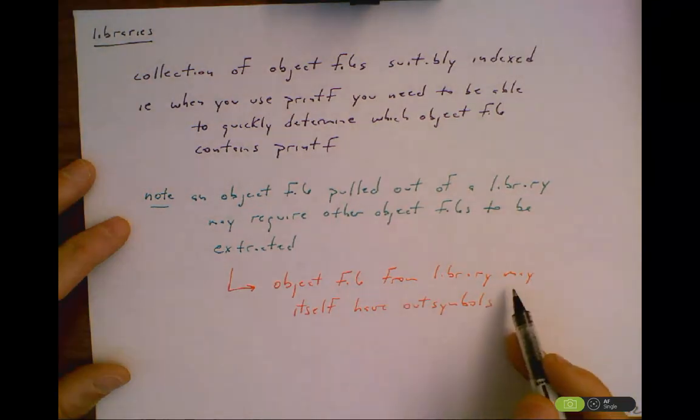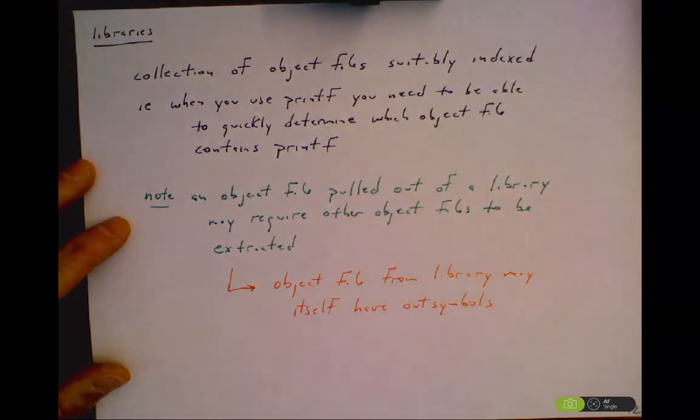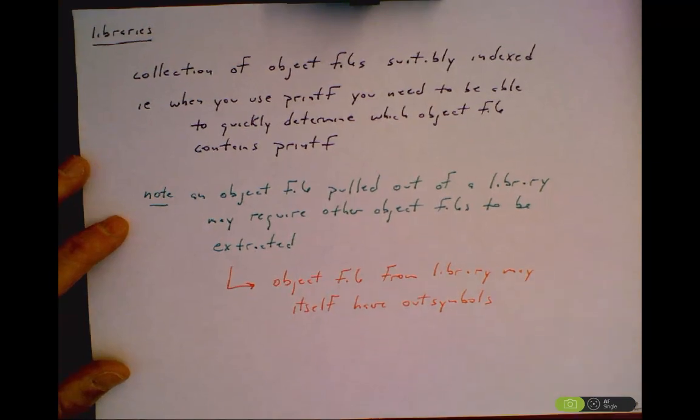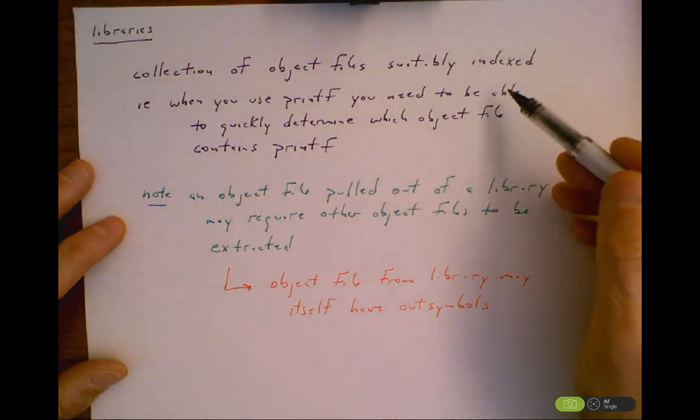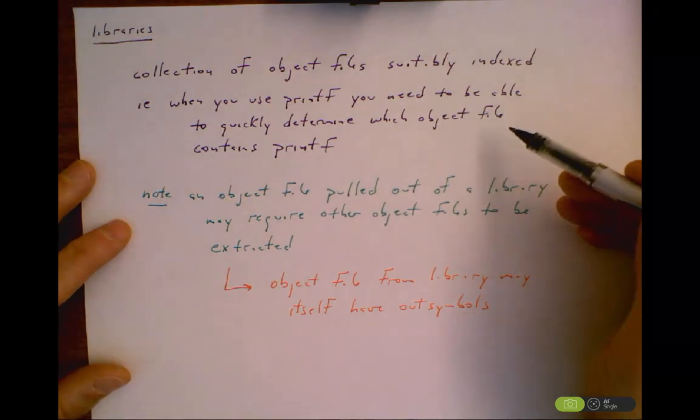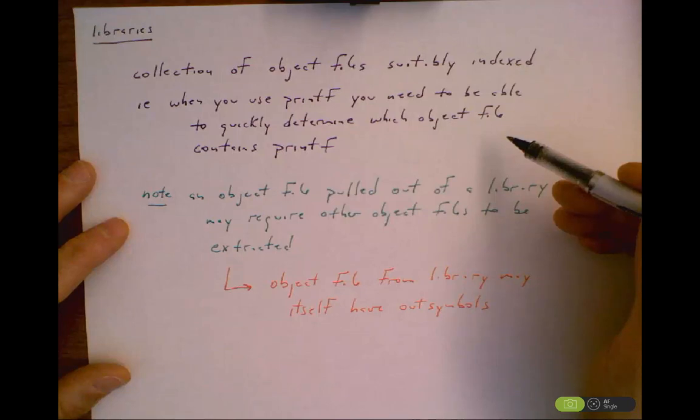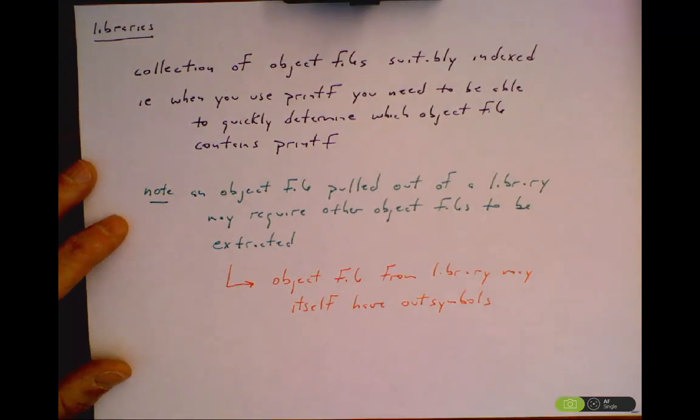An object file from one library might itself have undefined symbols, so then you go out and resolve those symbols. But a library is just a collection of object files, so the concept of a library doesn't fundamentally change what a linker actually does. It just means your linker has to be able to go out and search for symbols, pull object code out of libraries, and then link them in as we just described a moment ago.